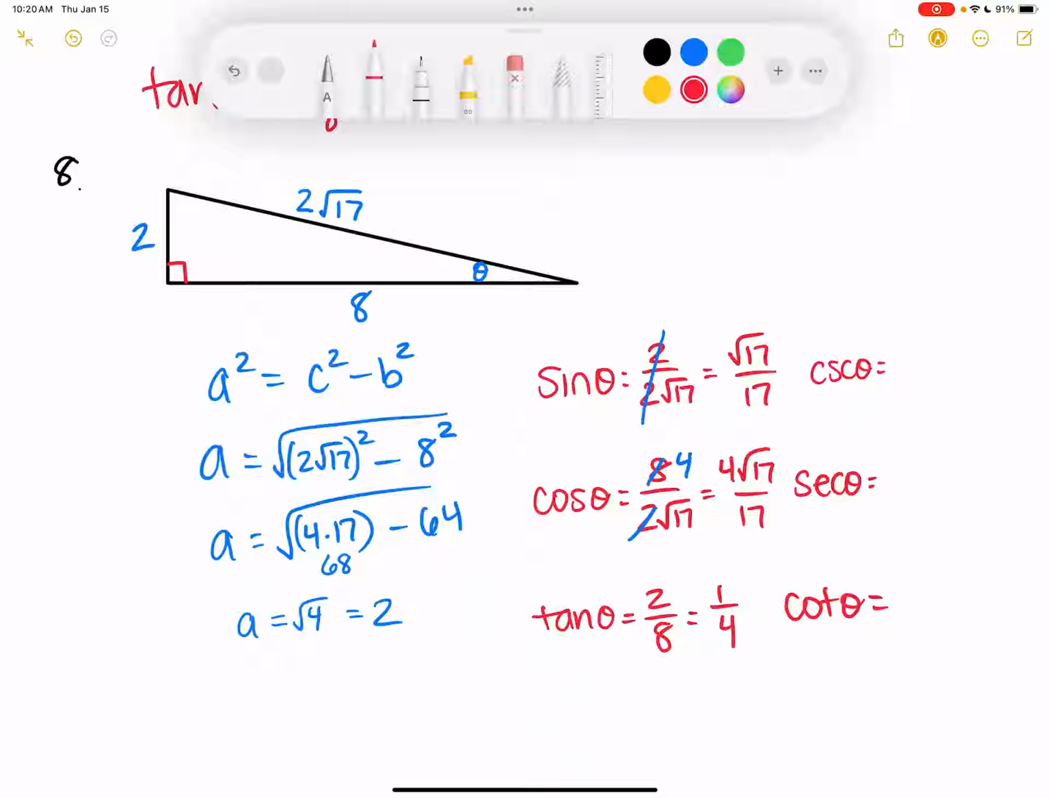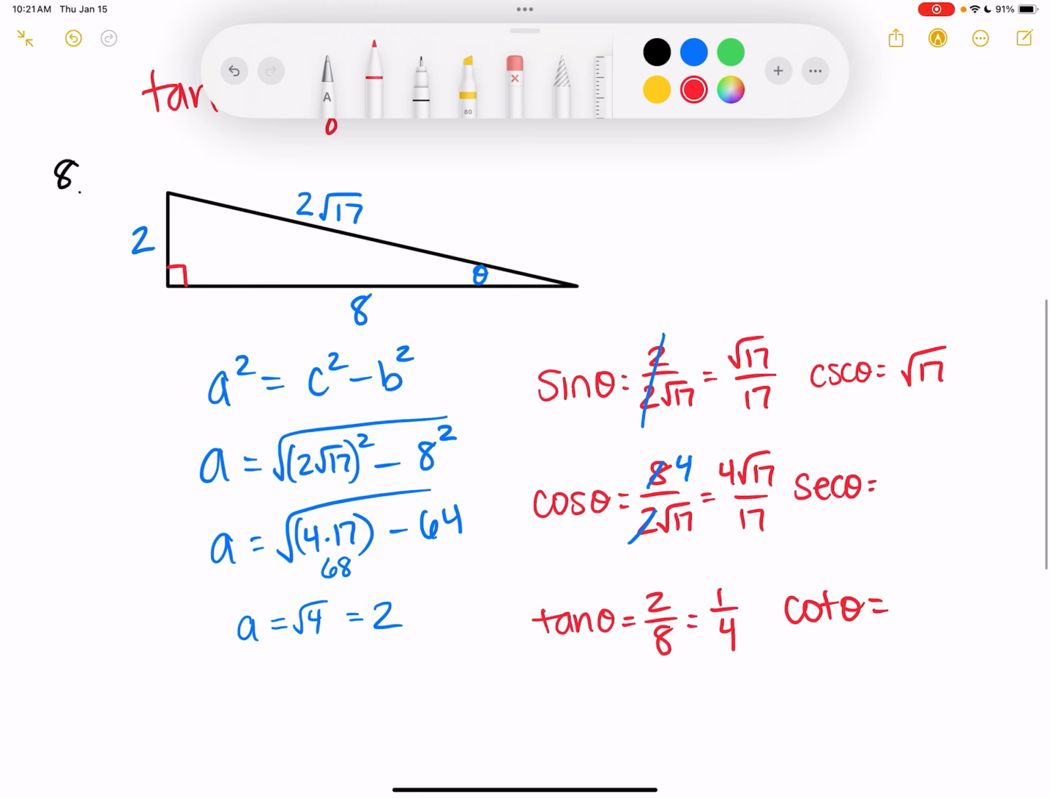When I get to cosecant over here, I'm flipping sine. But again, I'm going to use the original. However, I can already see that I reduced this and got rid of the 2's, so I can just go ahead and say this is just the square root of 17. Secant, I'm going to flip the original. I've already seen that I've reduced it, so I'm going to go to the square root of 17 over 4. And then cotangent, I'm going to use the reduced form, so that's going to be 4.